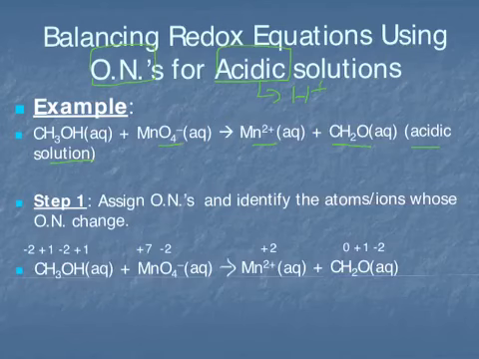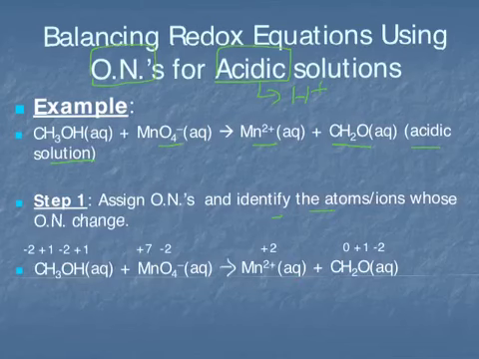Now to solve this, there are many steps, and I encourage you to pause the video every so often and write down these steps. Step 1 is to assign oxidation numbers and identify the atoms or ions where the oxidation number changes. It might take a few minutes, but you should go through the entire reactants and the entire products to determine the oxidation number of all the elements.